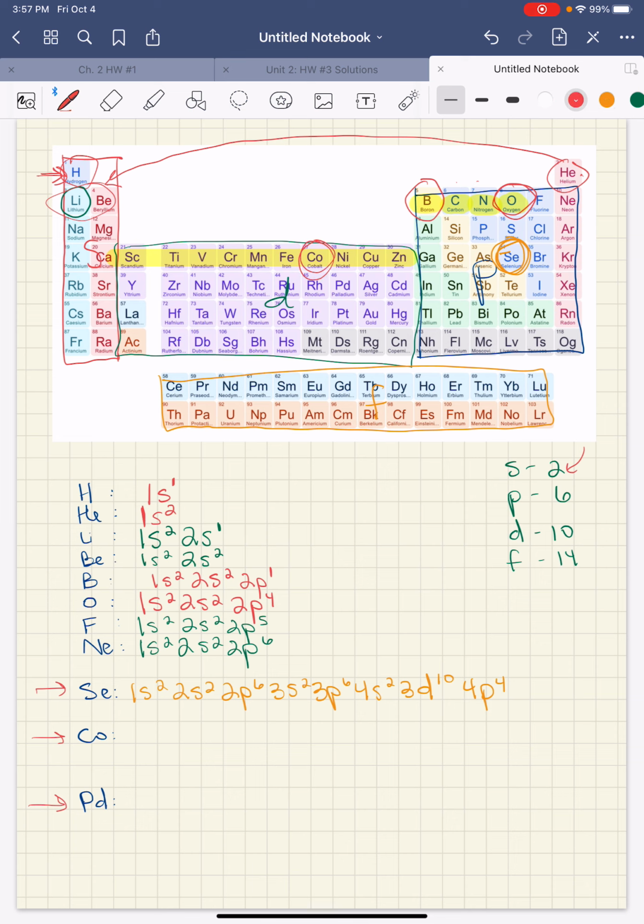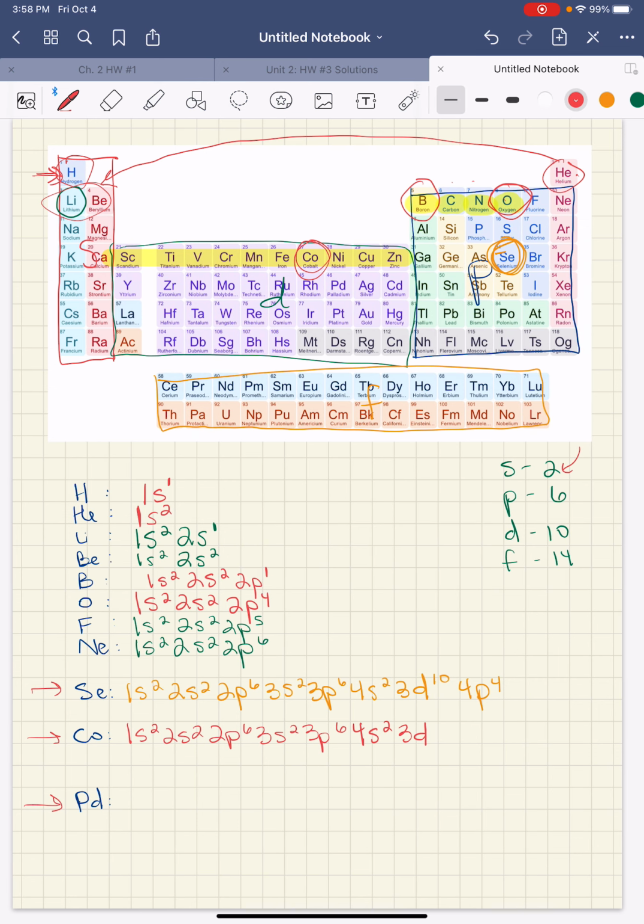So cobalt, starting over at the beginning, 1s2, 2s2, 2p6, 3s2, 3p6. So we've just been increasing in order. Okay, we are now 1s2, 2s2, 2p6, 3s2, 3p6. That has brought us here to 4s2. Remember, after 4s2, after this, we move into 3d. And this is where cobalt is located, so let's just count over. 1, 2, 3, 4, 5, 6, 7. That would be 3d7.